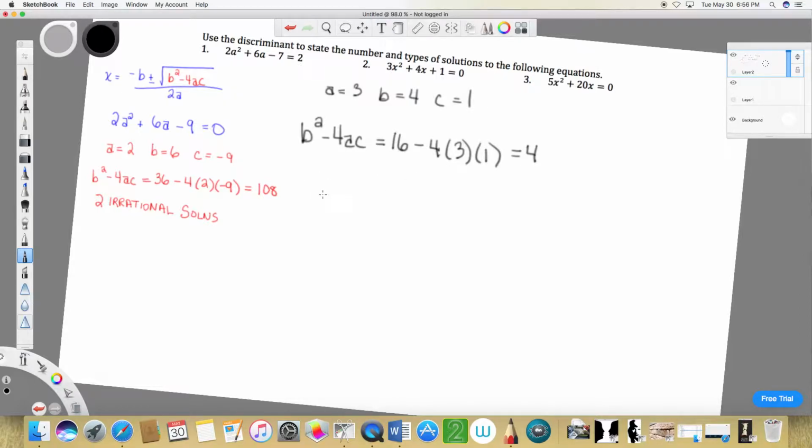So the discriminant is 4, and this time we have two rational solutions. Not irrational, but rational.